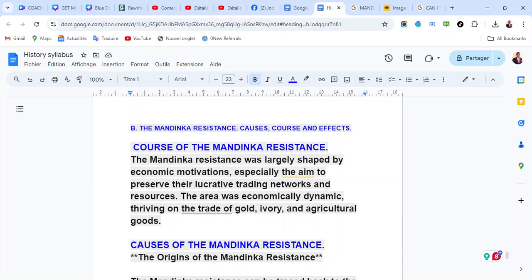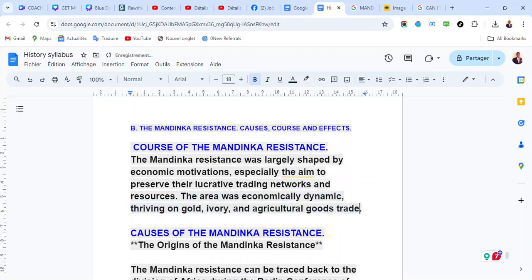The Mandinka resistance was largely shaped by economic motivations, especially the aim to preserve their lucrative trading networks and resources. The area was economically dynamic, thriving on gold, ivory, and agricultural goods trade. So the Mandinka resistance was due to economic motivations, to preserve their trading routes and their resources. Their territory was quite rich in gold, ivory, and so many agricultural goods were traded.